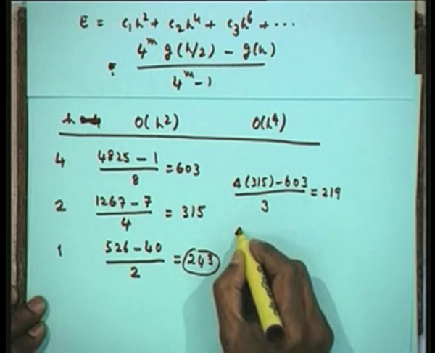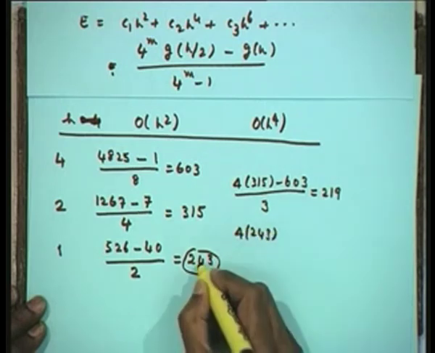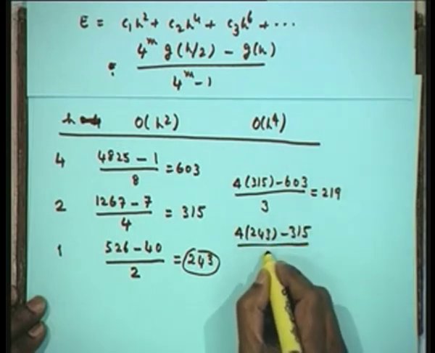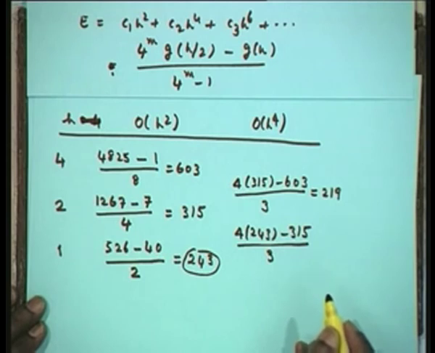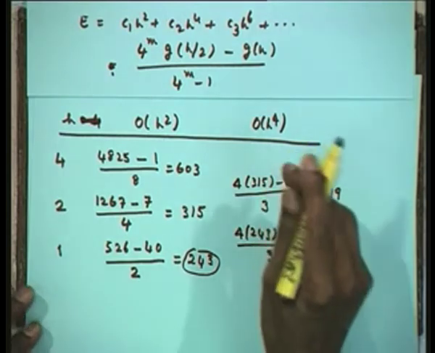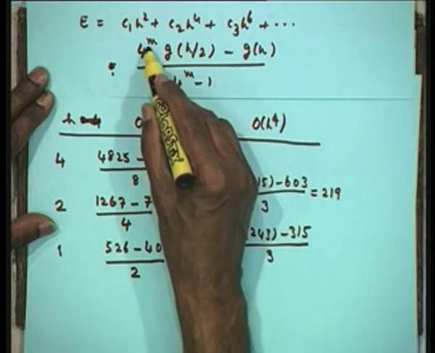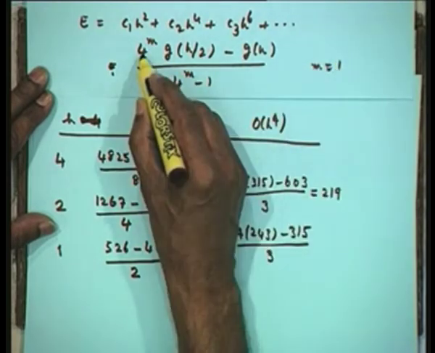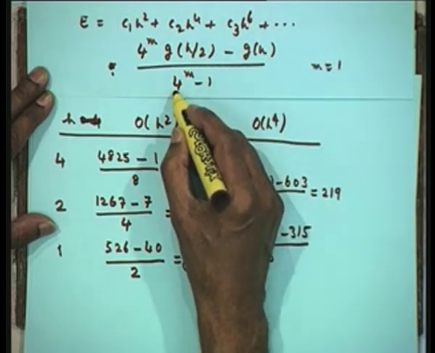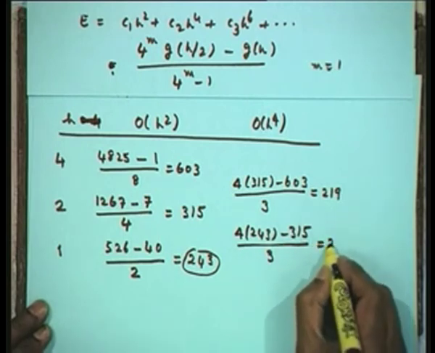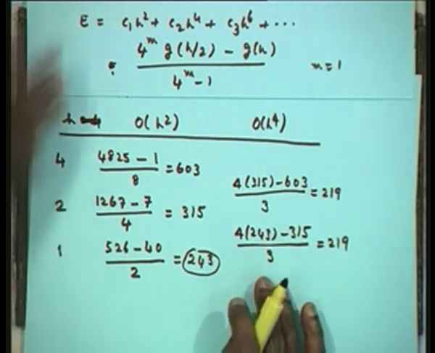And now I have 4 times 243 minus 315 divided by 3. This is your basic numerical method that we have used. Now we are starting, this is m is equal to 1, you have got 4 times g of h by 2 minus g of h divided by 4 to the power of 1 minus 1, that is 3, and this is also equal to 3. This is also equal to 219. It turns out that it is also equal to 219.